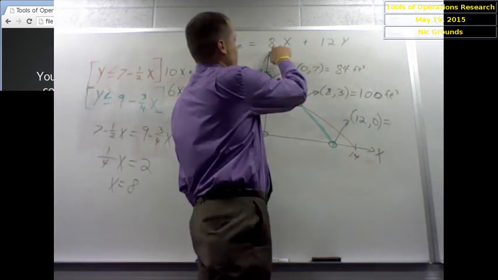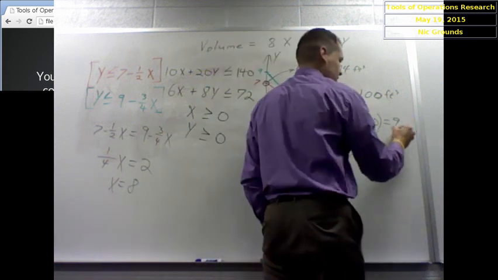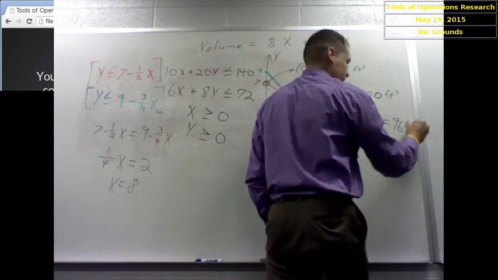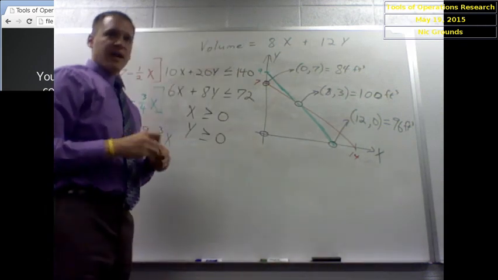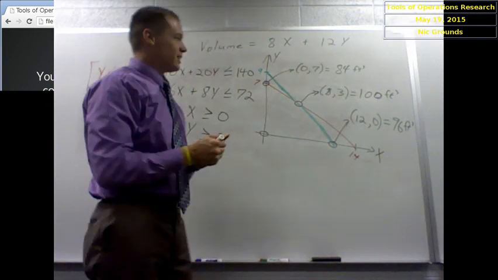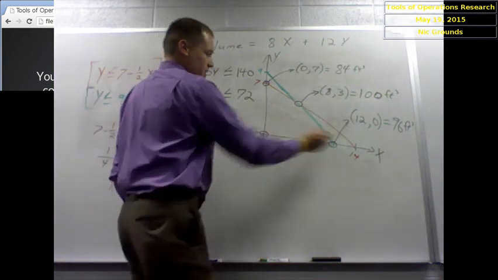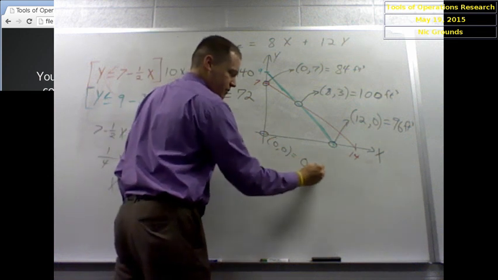So 12 x cabinets, so 8 times 12 would be 96 cubic feet. Had a feeling there was a 96 somewhere. Found it. Okay. So these 3 points. Now this one's easy too. 0 and 0 equals 0 cubic feet.